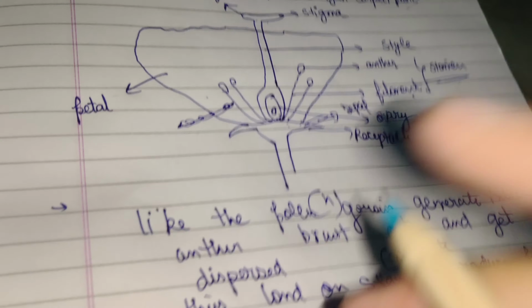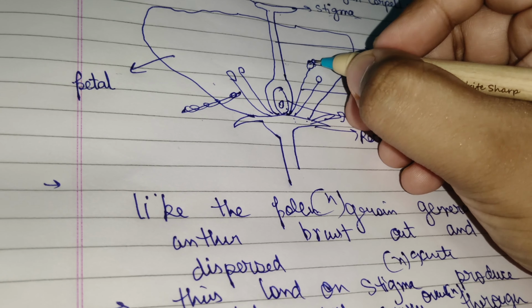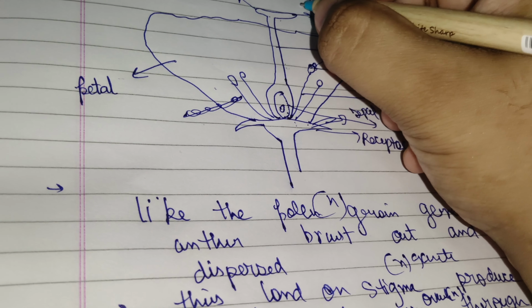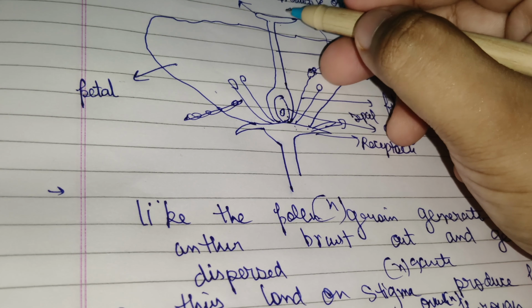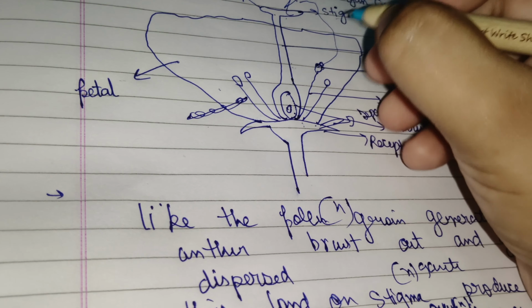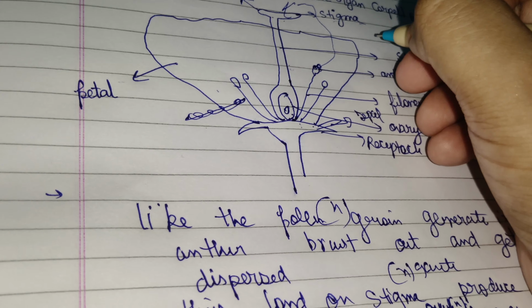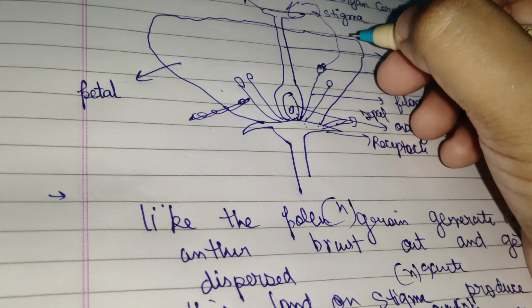So basically, pollen is produced inside that anther. When it bursts, the pollen flies away and probably lands on the stigma of this flower or another flower. If it lands on this flower, it means self pollination. If it lands on another flower, then we can say it is cross pollination.